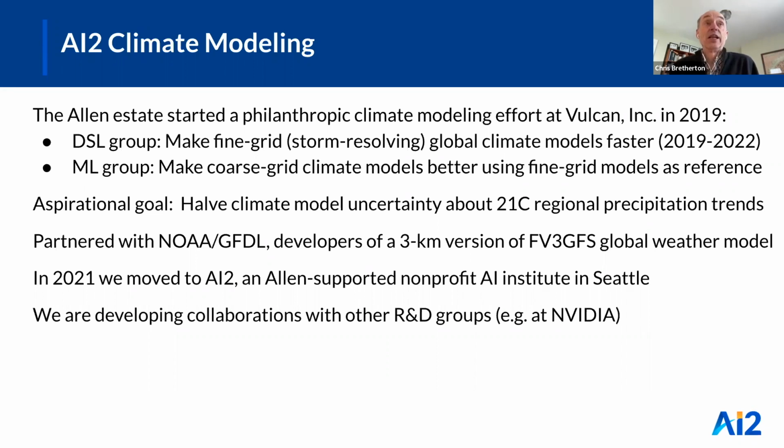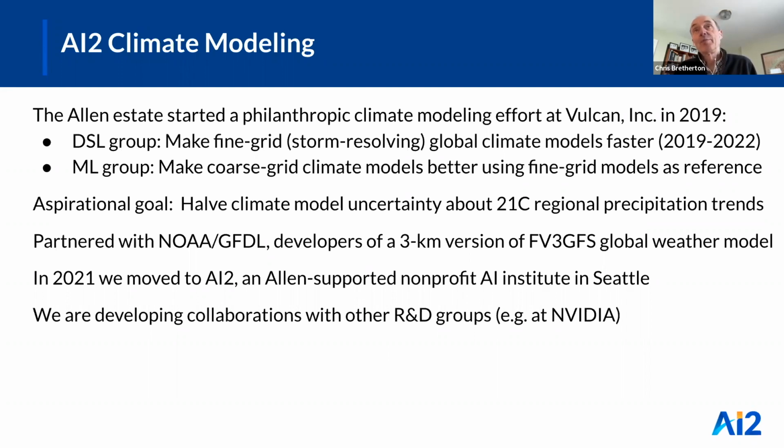And a machine learning group, which is what I direct, whose goal is to make coarse-grid climate models, which we can run relatively quickly, better, more skillful, using reference data sets, for instance, very fine grid models like the one that the DSL group was trying to make faster.